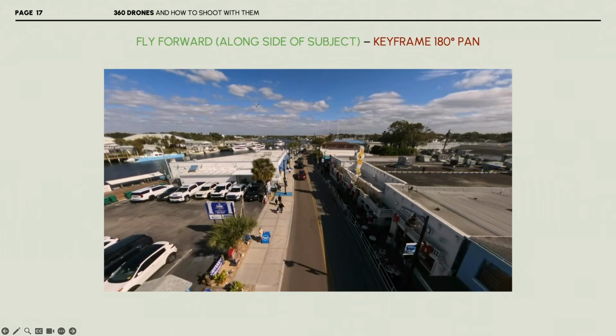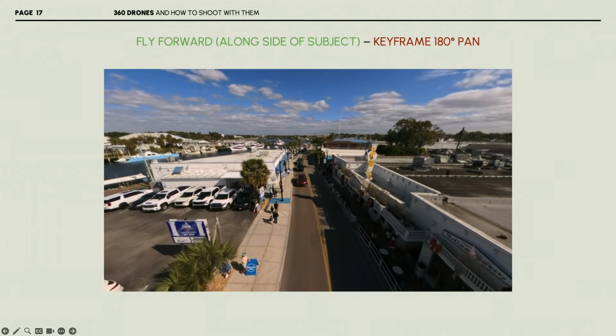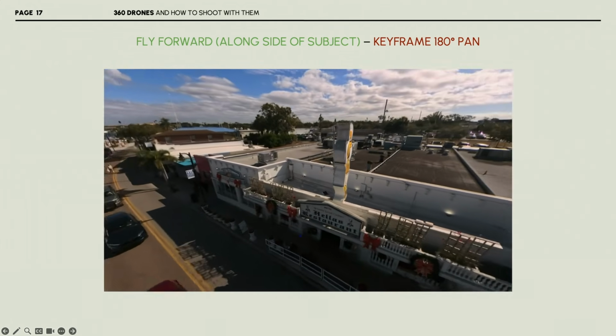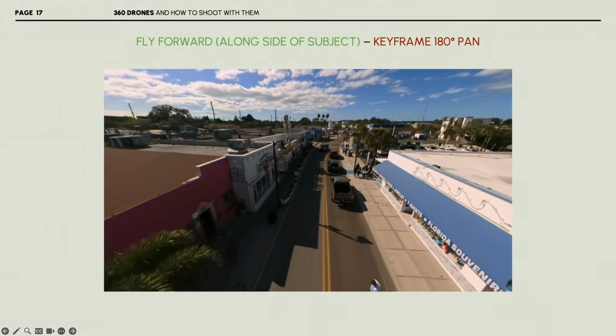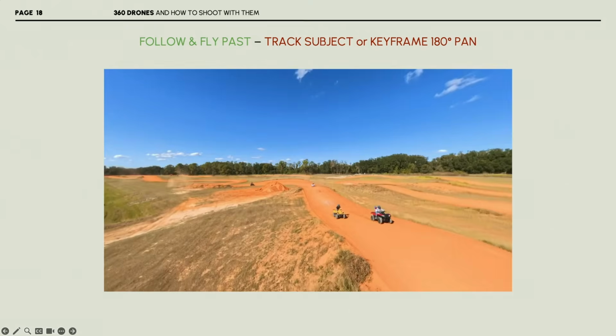Here's another easy one, flying forward, but then along the side of a subject, and then just keyframing in a start point and an end point so that as it's flying, it's just panning the camera around super simply like that. So like I said, the drone is really good for creating dynamic movements, and it's also really good for creating just really simple movements and getting them smooth on the first try.